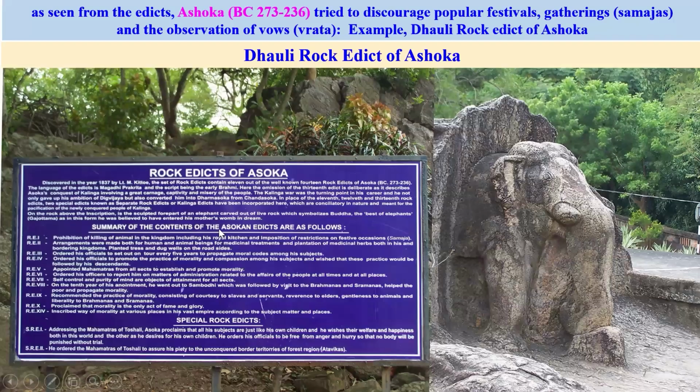This is just to show how stern Ashoka's rock edicts were, and they were meant for people. Therefore, they would be displayed on very large rocks, and they would be at crossroads so that people would be able to see them. So this is one main difference.